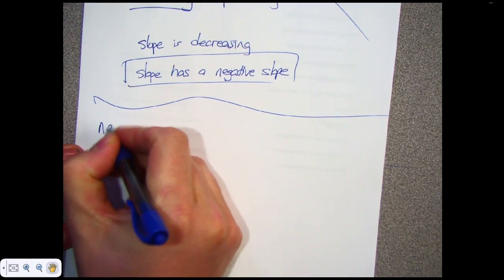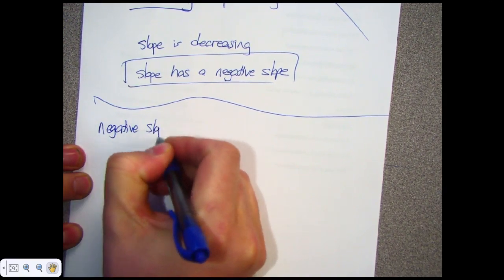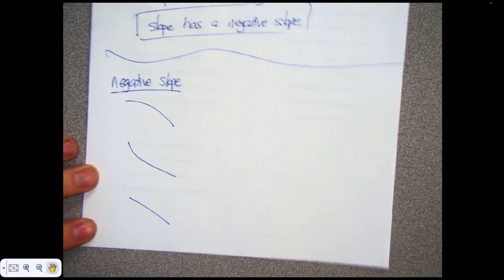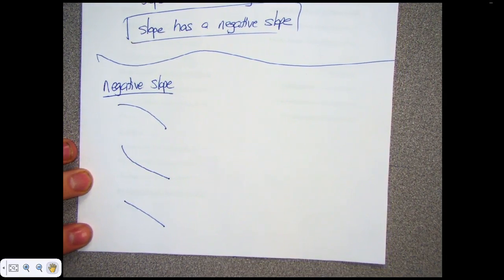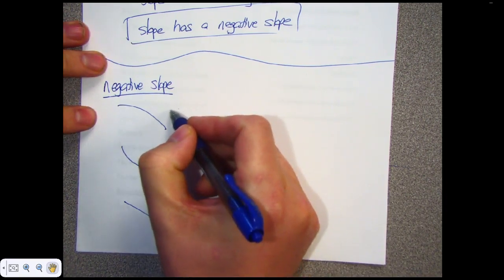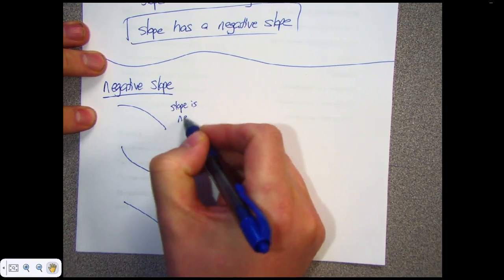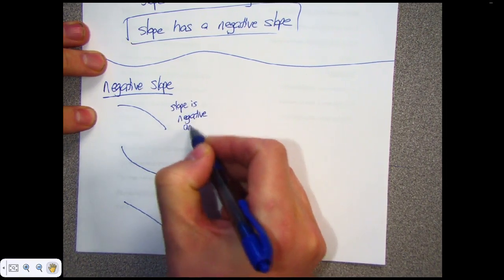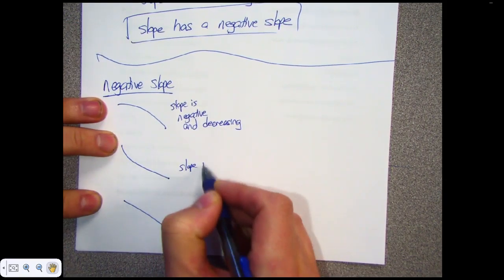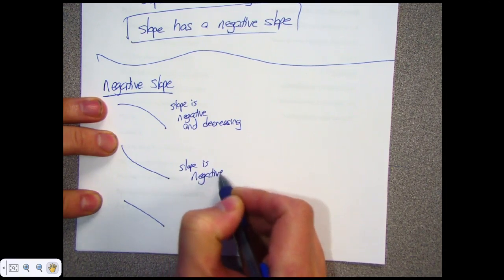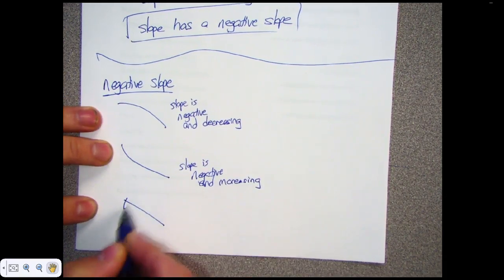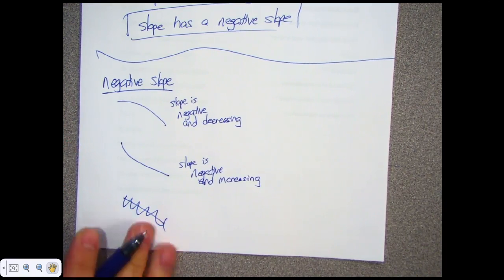Alright, so let's do this. Negative slope could be that, or that. This slope is negative and decreasing. This slope is negative and increasing. And I'm not going to worry about the line part. That's just not a thing that comes up very often.